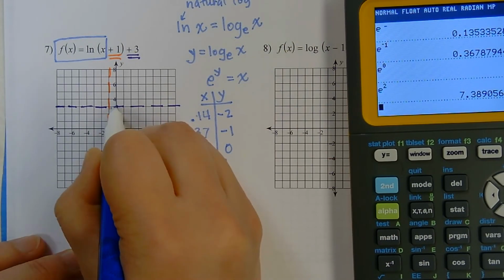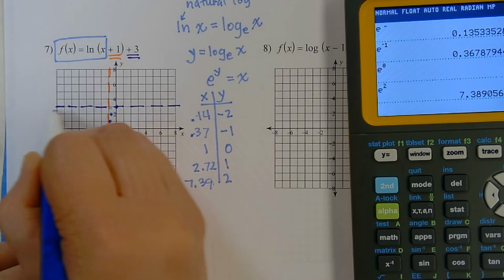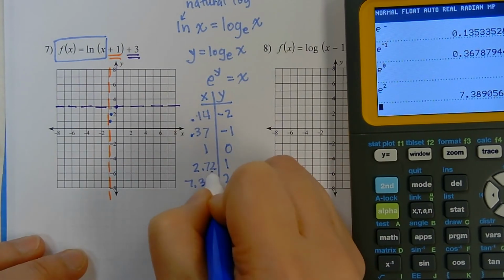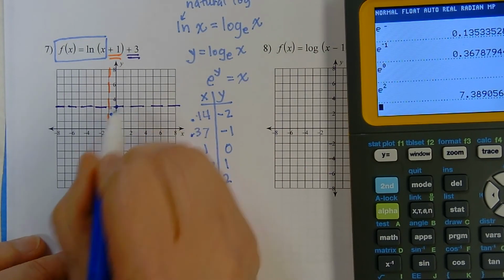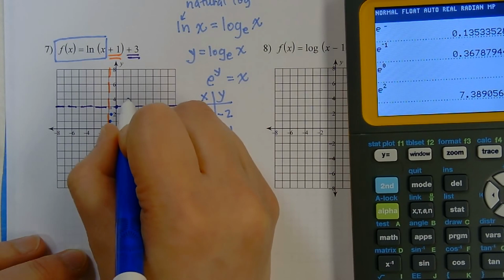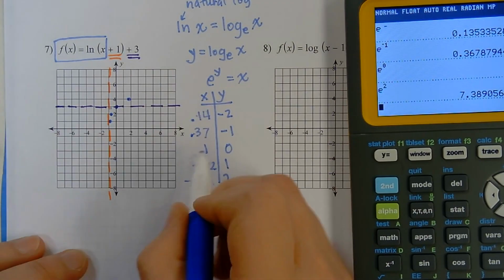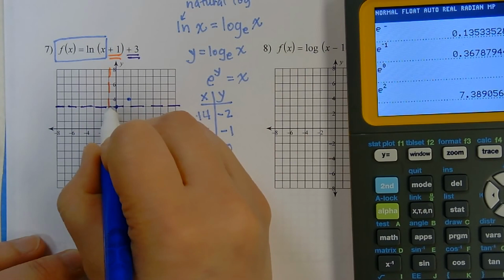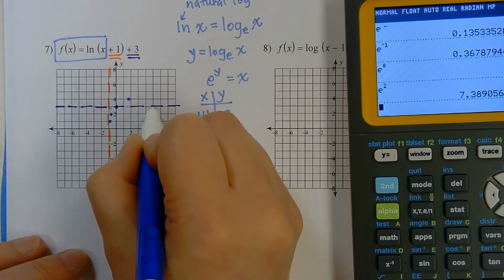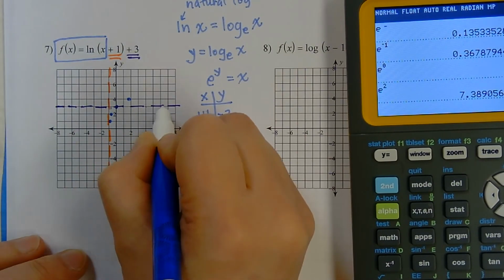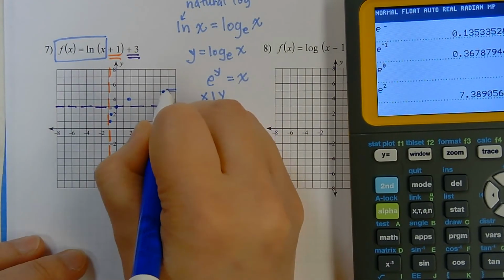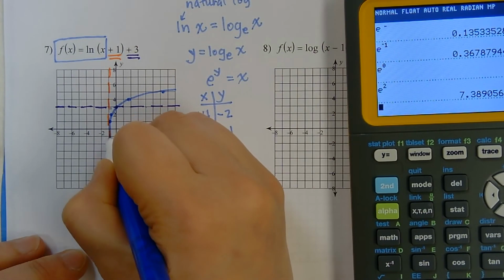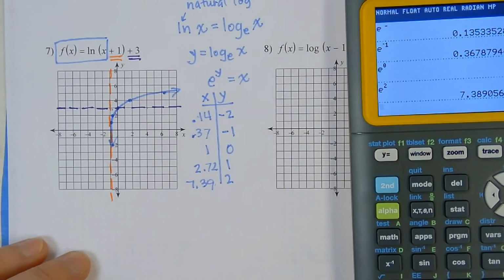And then we got 1, 0. Please remember you're using your new x and y axis. And then x is 2.7, so here's 1, 2.7, so like right about there, and 1 up. And then 7.39, so 1, 2, 3, 4, 5, 6, 7, and 3, 9, so about there. And then I'm going to go up to, there we go, and it is looking the way we expect it to look, just like that. These are what logs look like.